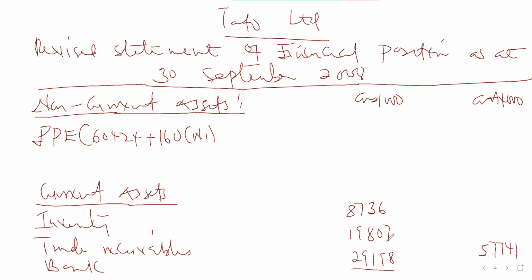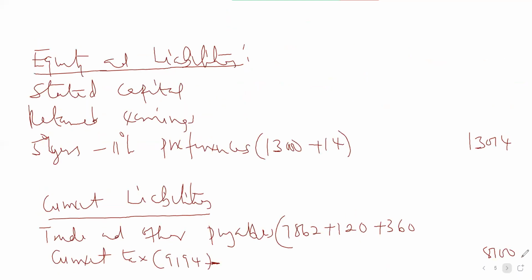57,741. So what will be our assets now? What will be our PPE? 60,424 plus 160. I'm getting 60,584. So let's put the two together. Plus 118,325. Okay. Let's now count to our stated capital. Nothing has happened to the stated capital. So we have 52,000.